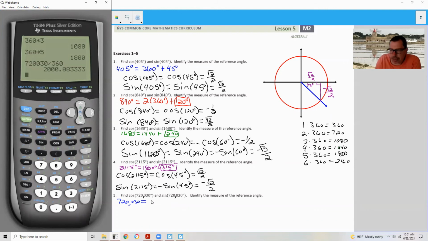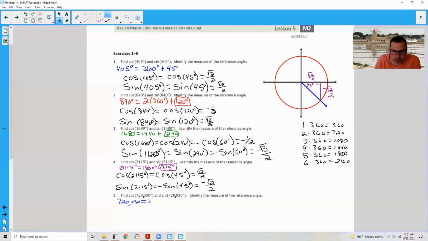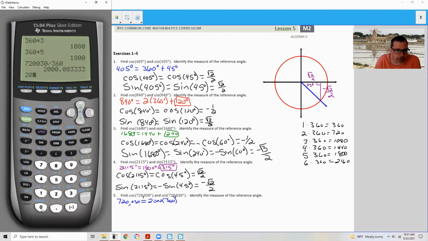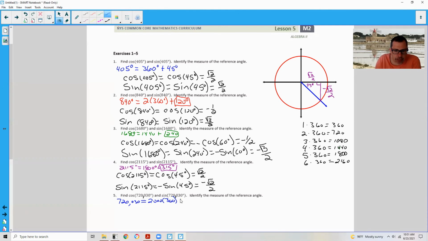So let me think about this a second. It'd be 2,000 times 360 degrees. And now if I do that, I'll find my remainder. 2,000 times 360 is 720,000. And I have a remainder of 30 degrees. So that'd be plus 30 degrees. So this is 2,000 rotations around the circle, getting back to the beginning, 2,000 times around, ending up here, and then going another 30 degrees, which is about here.